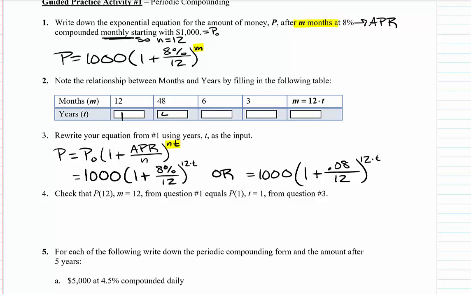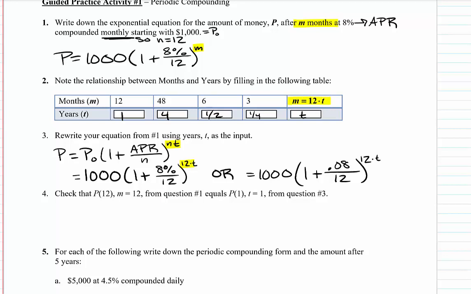48 months is equivalent to 4 years. 6 months is equivalent to a half of a year. 3 months is equivalent to 3/12 of a year, which is 1/4. And so, if you multiply t by 12, that gives you months. That is why our nt, which is 12t, is the same as m.